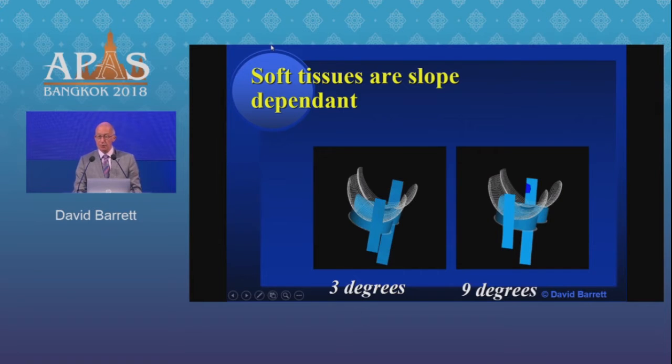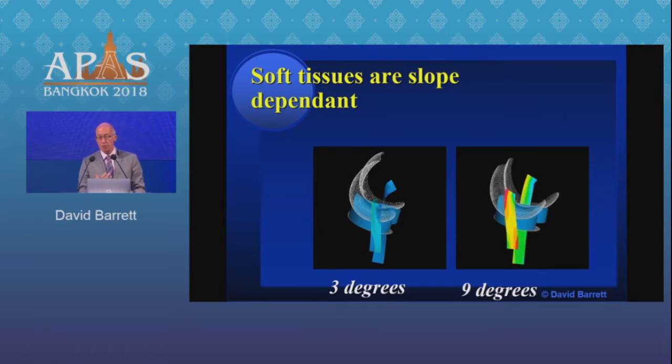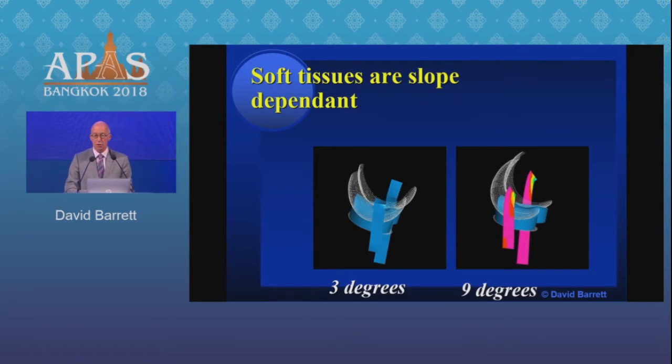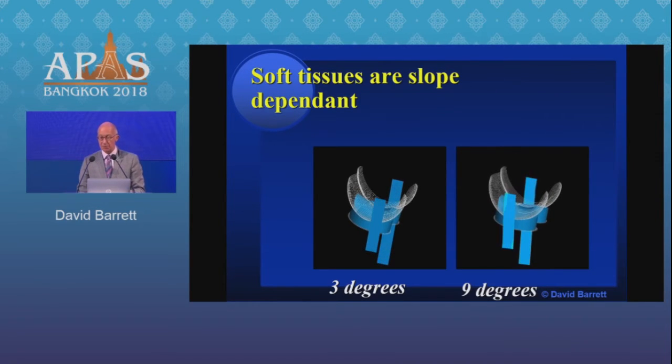And the soft tissues are also slope dependent. Same knee with the same soft tissues at 3 degrees, and now the surgeon cuts it at 9 degrees in that other animation. Can you see that green and blue are physiological stresses? Red is supraphysiological and painful. So altering the slope in the same knee makes a difference to the soft tissue pain.